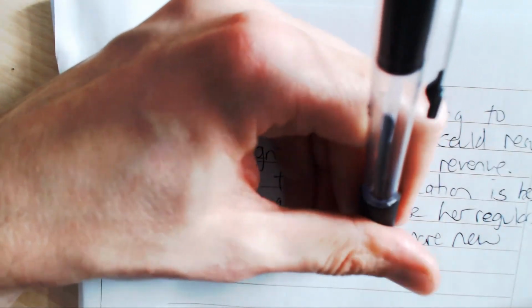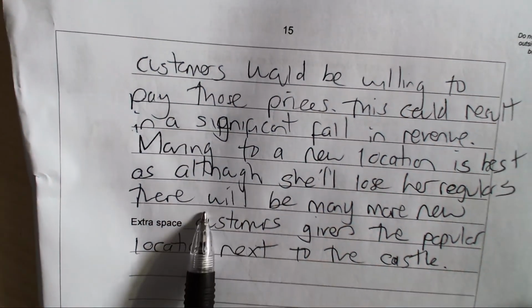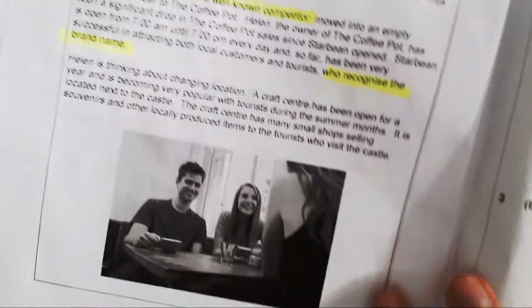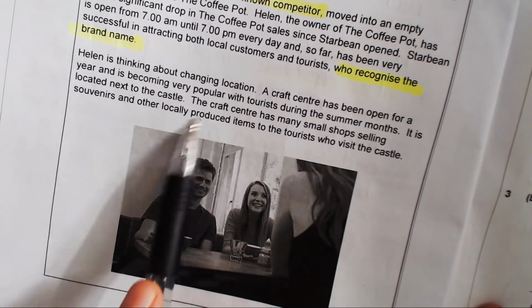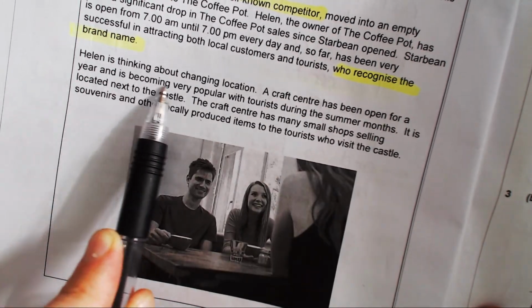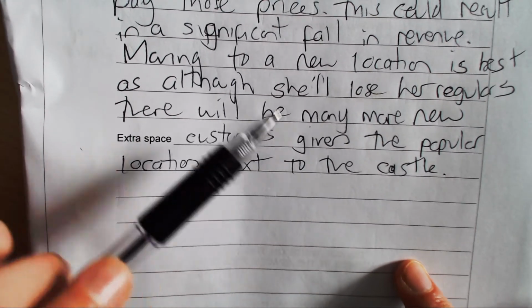Now here's my critical reasoning. Given the popular location next to the castle. That's my critical reasoning there. There'll be many more new customers given the popular location next to the castle. Where do I get that from? Look at the case study here. It says a craft centre has been open for a year and is becoming very popular with tourists. So I'm using that as a basis that the new customers she will get will outweigh my drawback.